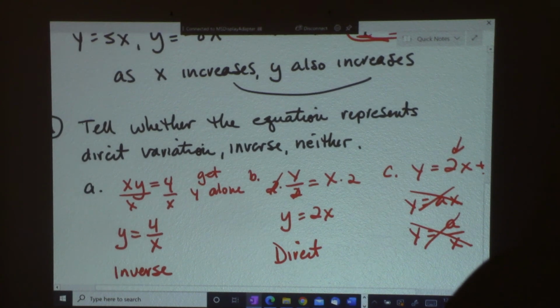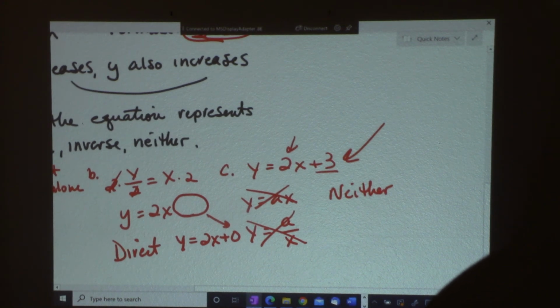If you look here, there's nothing written in this problem. So how I would write that with the y-intercept would be plus 0. My y-intercept would be 0. A direct variation has a y-intercept of 0. Okay, so this is neither. Y-intercept is not 0.